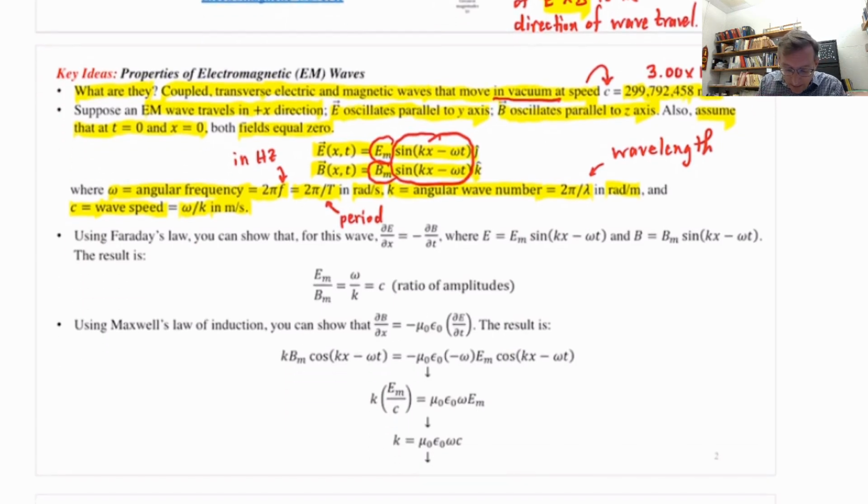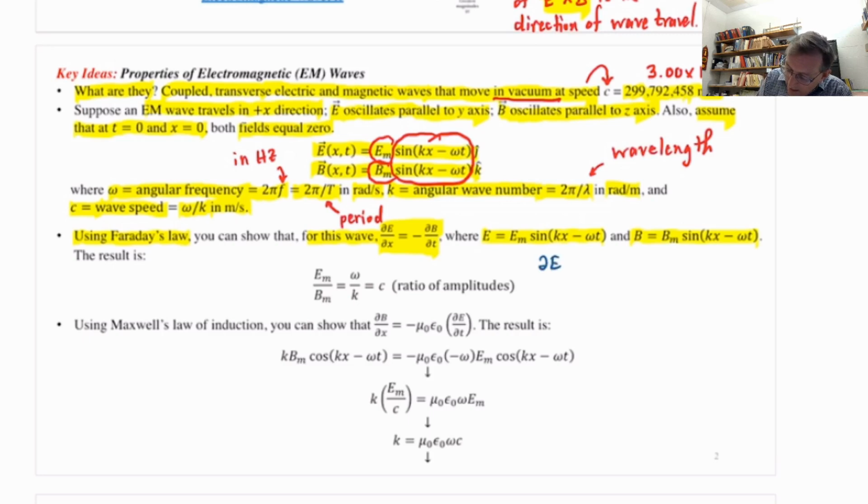Using Faraday's law, which of course Maxwell would have known and understood very well, you can show that for this wave, the following two partial derivatives must be equal. Remember, partial derivative. The partial of the electric field with respect to the x-coordinate must equal the negative of the partial derivative of the magnetic field with respect to the t variable, where we're using those expressions for the E and the B. So let's do those partial derivatives real fast, okay?